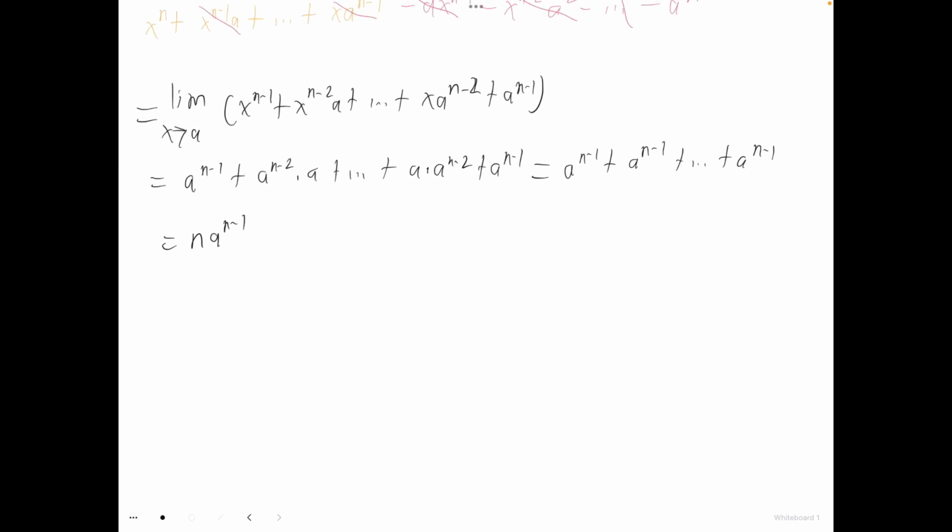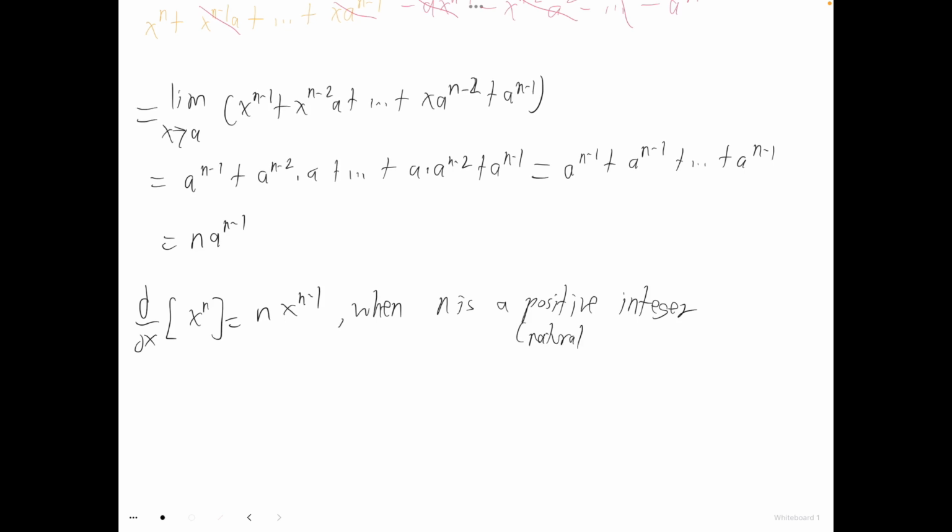So in other words, we found that the derivative of x to the n is n x to the n minus 1 when n is a positive integer, or a natural number, is the way I phrased it a minute ago.